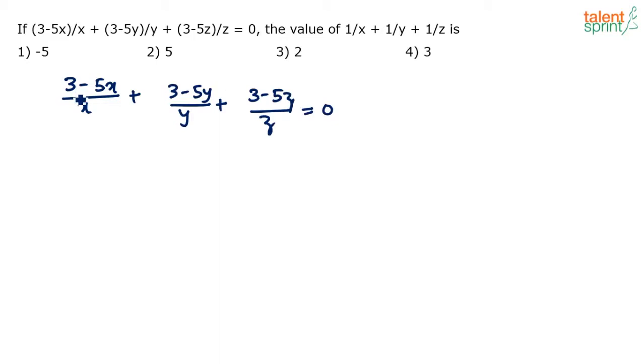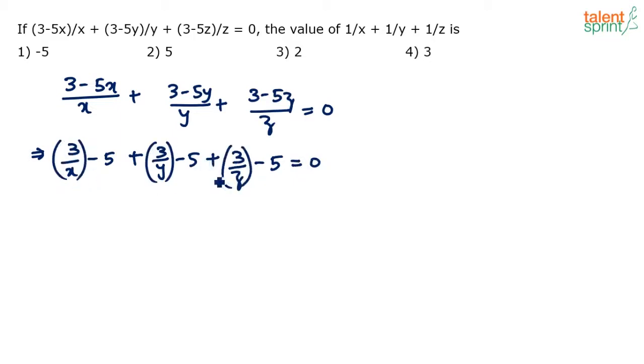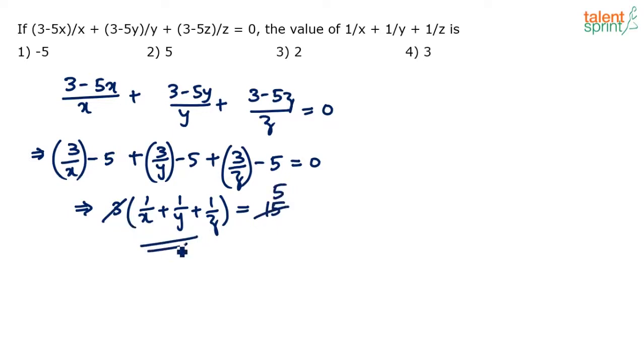Just try to split the terms here, right? 3 minus 5x by x is like 3 by x minus 5, because 5x by x is 5, plus from the second term we'll get 3 by y minus 5, and from the third term we'll get 3 by z minus 5 equals to 0. So if we take 3 common from all these terms, 3 by x, 3 by y and 3 by z, what do we get? 3 times of 1 by x plus 1 by y plus 1 by z, minus 5 minus 5 minus 5 is minus 15. Take it to the other side, it gives you plus 15. So 3 goes 5 times. And that's what we need, right? 1 by x plus 1 by y plus 1 by z equals to what? It is equal to 5. It is 5, option 2.